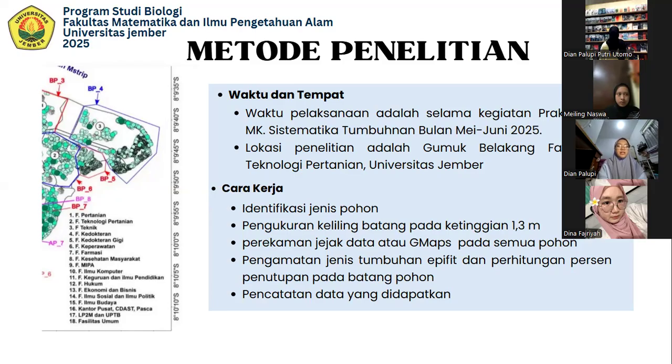First, we identified the tree species to be measured by measuring the circumference of the trunk at a height of 1.3 meters using a measuring tape. We then recorded the location of each identified tree and conducted measurements. We also observed the types of epiphyte plants on the trees and calculated the percentage of the trunk coverage. The data obtained was then recorded.